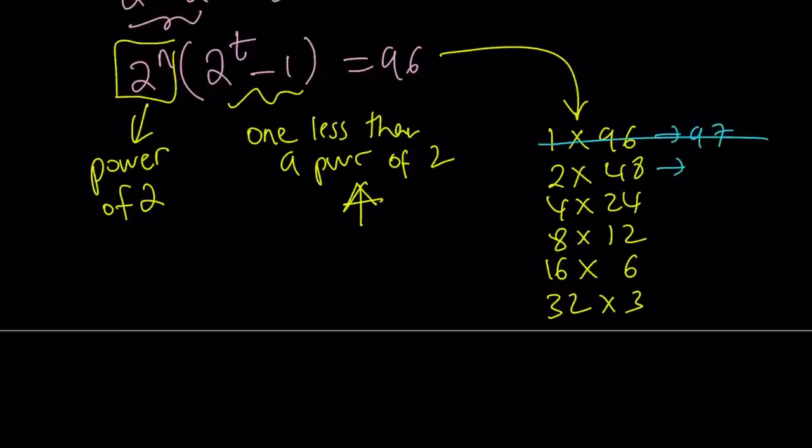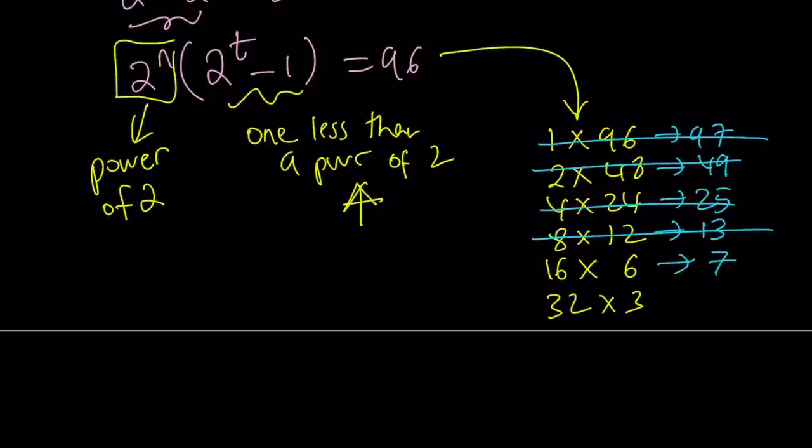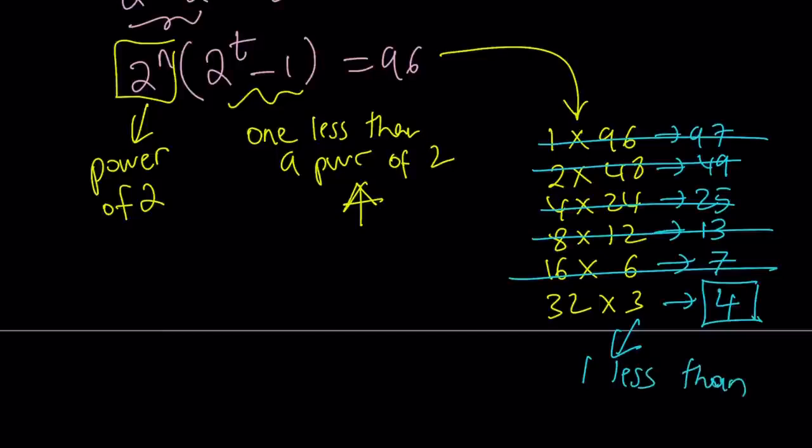What about 48 plus 1? 49. Is 49 a power of 2? No way. How about 24 plus 1, which is 25? Is 25 a power of 2? Nope, I don't think so. How about 12? Let's go ahead and add 1. 13. Nope, that's not the case. If you add 1 to this, 6 plus 1 is 7. Nope, that's not it. Wow, we saved it for the last. 3, if you add 1, you're going to get 4. And yes, 4 is a power of 2, which means 3 is 1 less than a power of 2. In other words, 3 is 4 minus 1, and 4 is a power of 2.